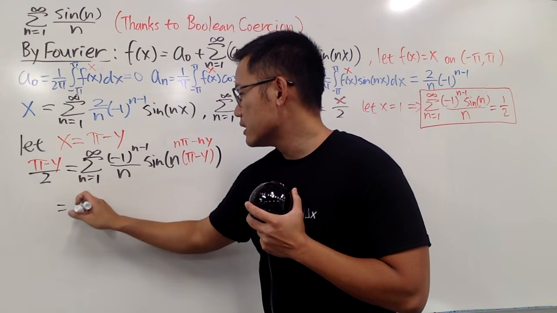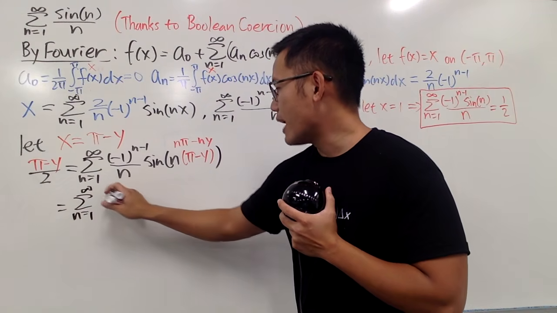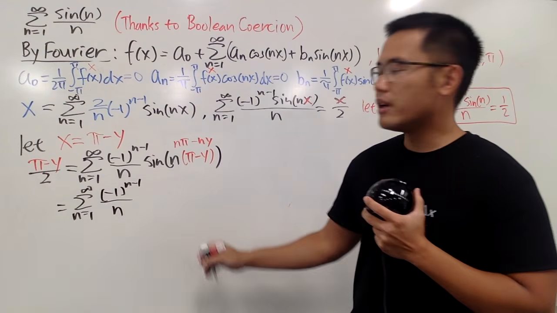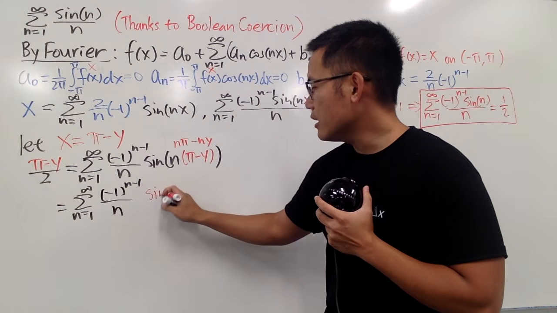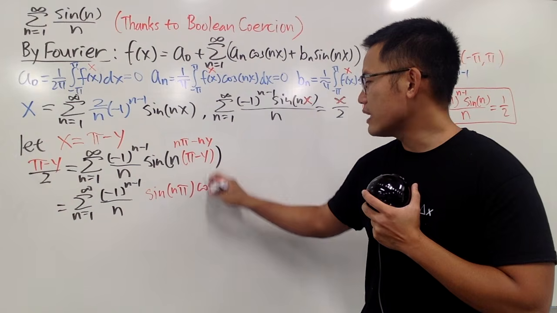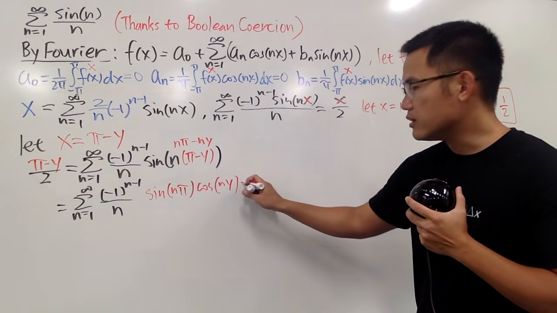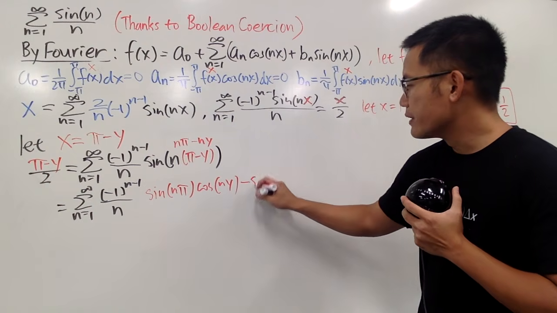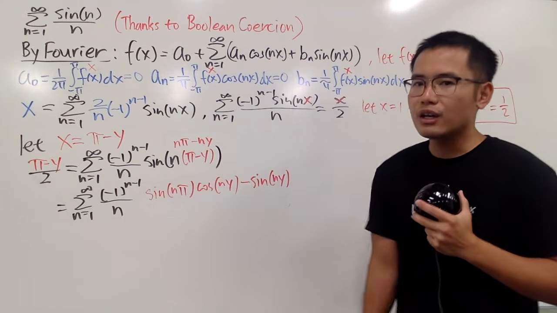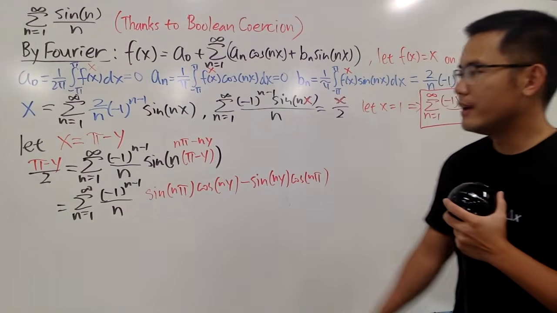So we get the sum as n goes from 1 to infinity, and this is negative 1 to the n minus 1's power over n. And this right here is going to be sine of the first, which is n pi, times cosine of the second, which is ny. And for the subtraction, this is also subtraction. And we do sine of the second, which is ny, times cosine of the first. Cosine of n pi, like this.